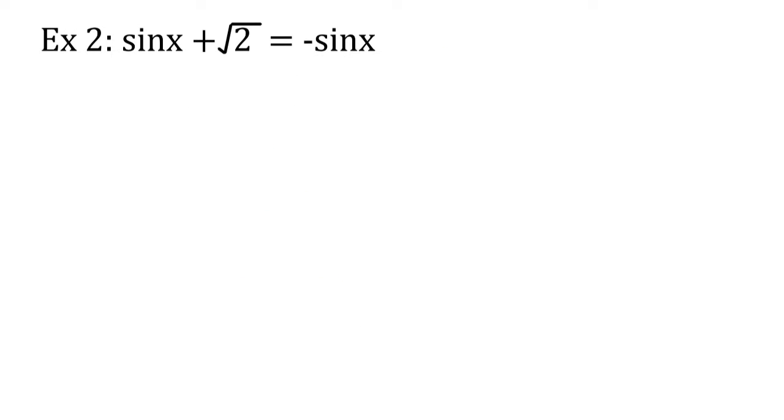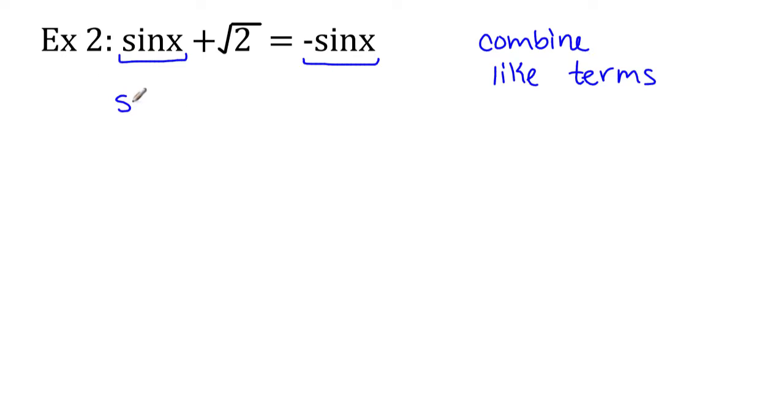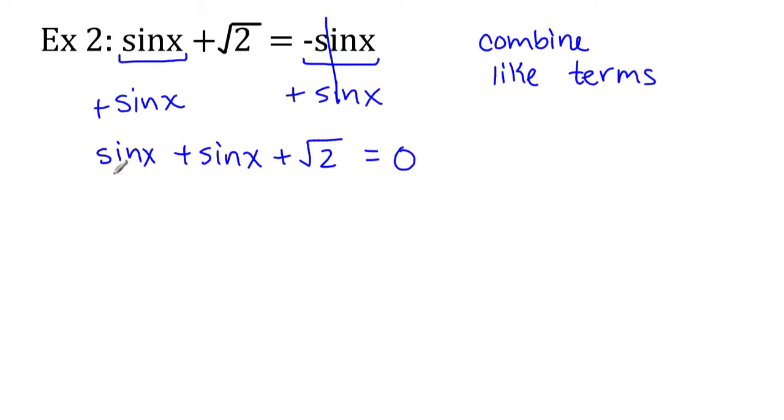In this next example, we see that sine of x occurs twice, so that's our clue to combine like terms. And we're going to use normal algebraic properties here. We can add sine of x to both sides, giving us sine of x plus sine of x, and then we can subtract the square root of 2 on both sides, which would give us 2 sine of x equals negative square root of 2.